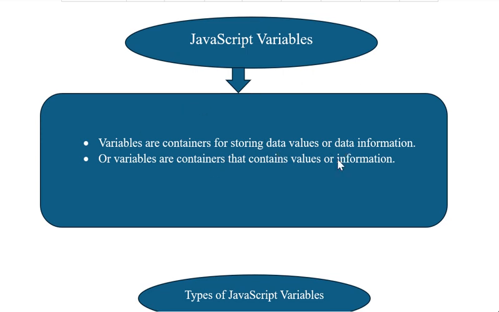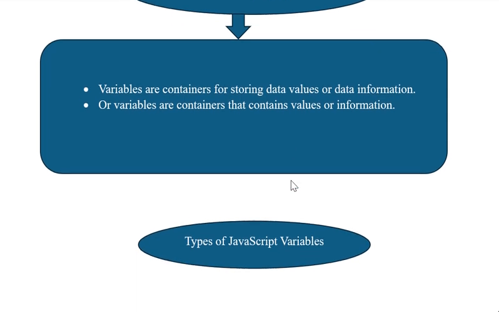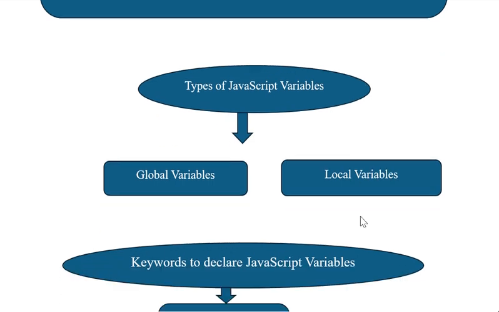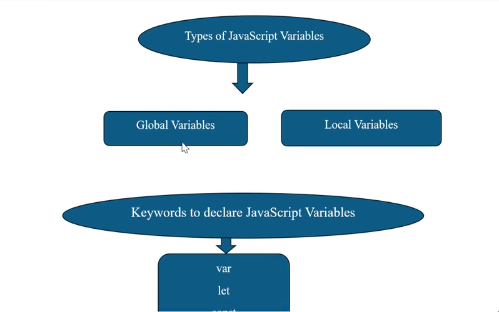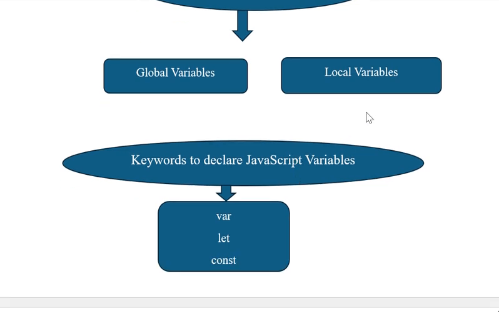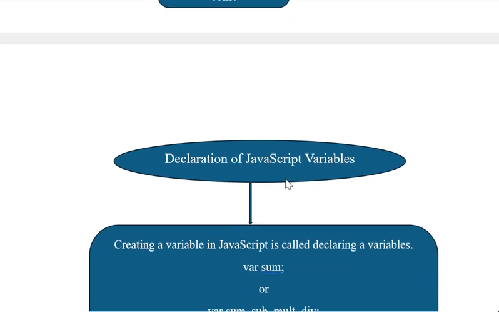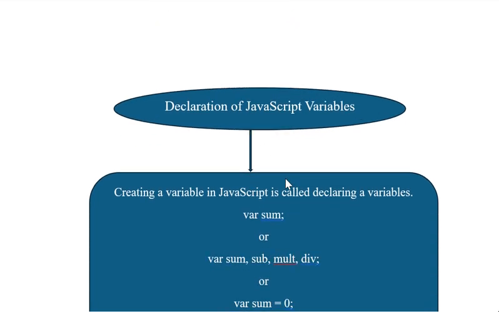Variables are containers for storing data information. How many types of JavaScript variables are there? There are two types: global variables and local variables. We will discuss in a later video how to use global variables and local variables. But for now, you can understand there are two types of variables in JavaScript. And how do we declare local and global variables? Basically there are three keywords used to declare variables in JavaScript: var, let, and const.